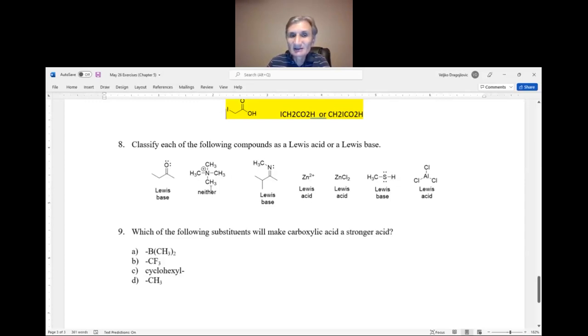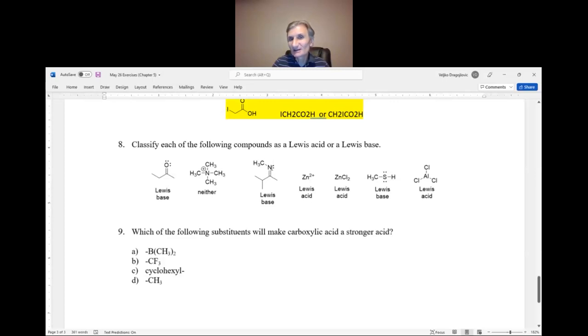This one is neither. This is kind of a trick question and is often included, particularly in multiple choice, because it has a positive charge. Frequently, species with positive charge, like carbocations, for example, are Lewis acids, and students get to associate positive charge with something being a Lewis acid. But that's not what you look for. You look for an empty orbital. In this case, there is no empty orbital, and so it's not a Lewis acid.